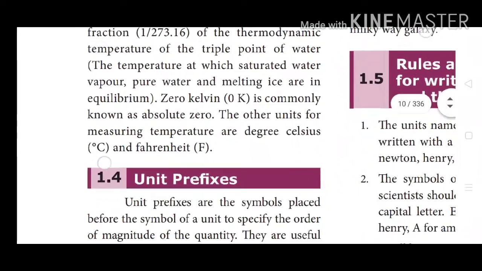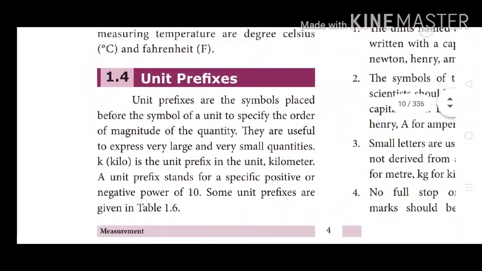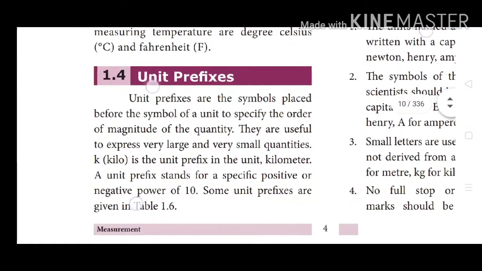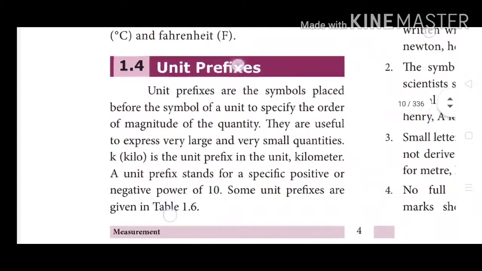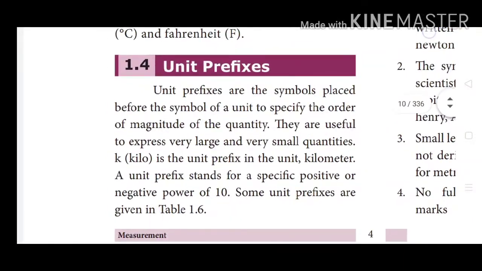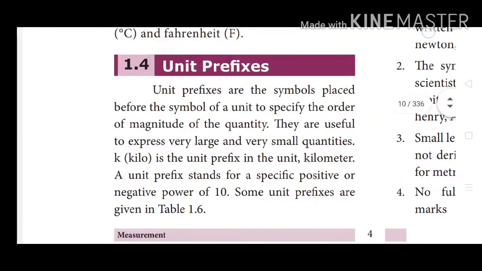Now we move on to the next topic, that is unit prefixes. What is meant by unit prefixes? Unit prefixes are the symbols placed before the symbol of a unit to specify the order of magnitude of the quantity. They are useful to express very large and very small quantities. Kilo is the unit prefix in the unit kilometer. A unit prefix stands for a specific positive or negative power of 10.